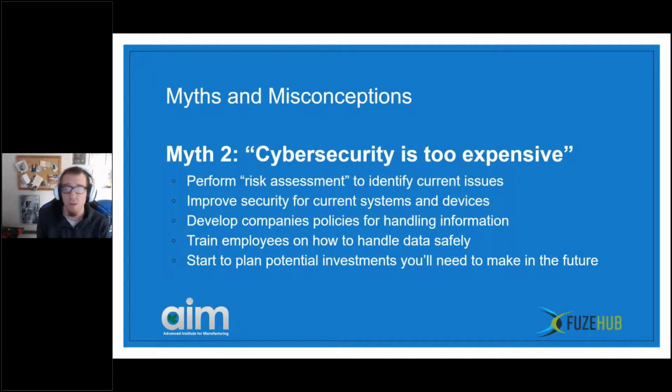This is probably one of the biggest things that I do working for the Advanced Institute for Manufacturing, is working with cybersecurity assessments for companies, seeing where they're at and where they need to go. But that doesn't need to be with a third-party company. You can just take a look at, hey, what's the information that we need to protect? What are we doing to protect it? Is there anything that we can improve on? And then from there, you can look to improve security for your current systems and devices.